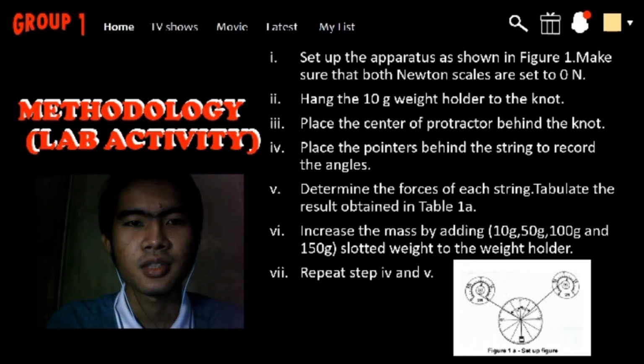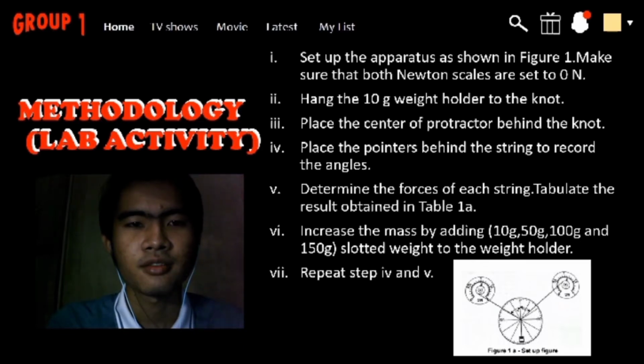First, set up the apparatus as shown in figure 1. Make sure that both Newton scales are set to 0 Newton. Second, hang the 10 gram weight holder to the node. Third, place the center of the protractor behind the node. And fourth, place the pointers behind the string to record the angle.